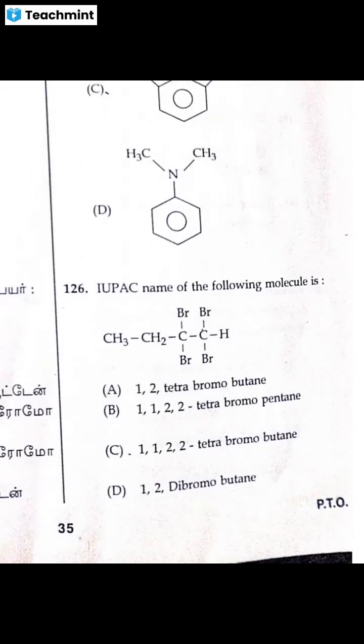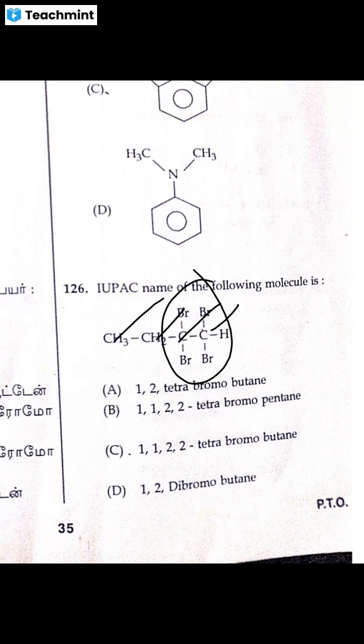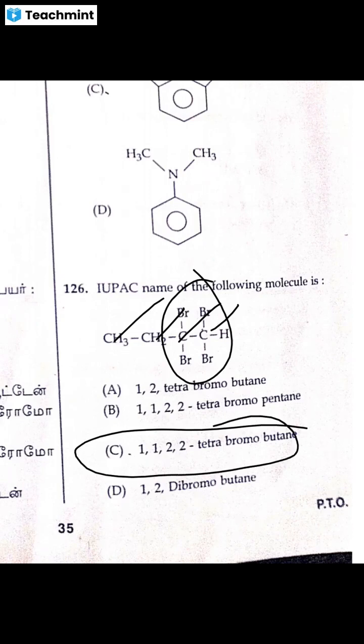And the next one: in the reaction, the first position has 2 bromo and the second position has 2 bromo, so 1,1,2,2 tetra bromo. Option B has tetra bromo, but it has 4 carbons only, so it is option C that is the correct one. So 1,1,2,2 tetra bromo butane, 4 carbons only, not pentane.